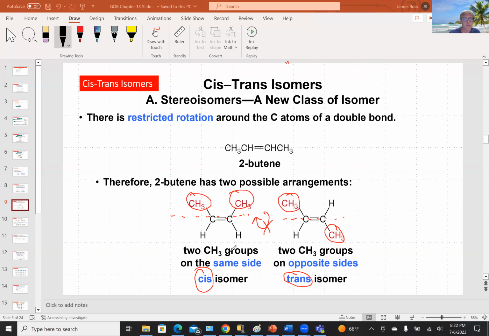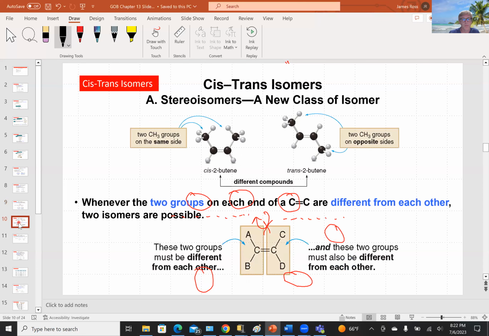So that leads to, let's see, it's probably on the next page. Yes. Let me get rid of all that chicken scratch from the previous page. So again, it's the same structure. For some reason, the architect of these slides drew it slightly differently. But here's the CH3 group on the same side as the other CH3 group.